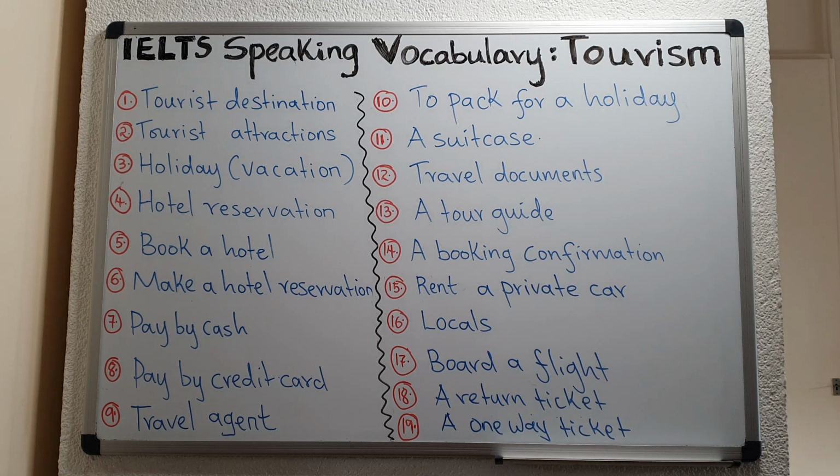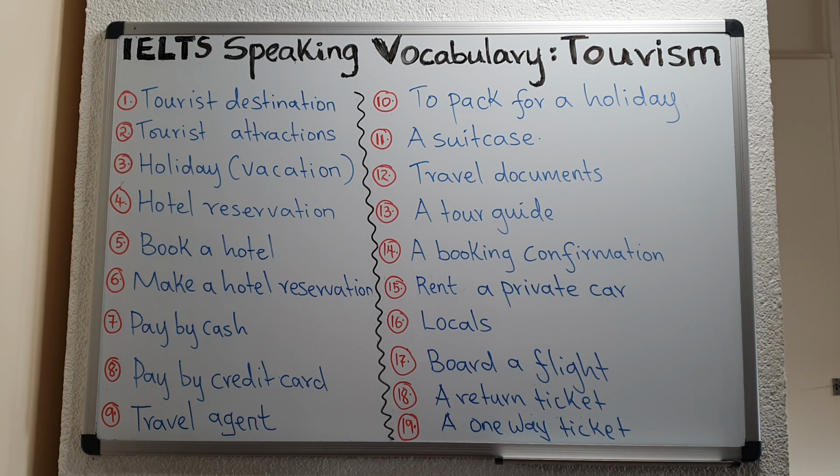Now, the last one is a one-way ticket. A one-way ticket means that it only caters for one flight. That is from your country to the tourist destination. It's only paid from your country to the country where you're visiting. It is one way. So to come back, you would need to buy another ticket. Now, it is usually cheaper to buy a return ticket than to buy a one-way ticket, because then you have to buy two tickets instead of one, so it is more expensive.